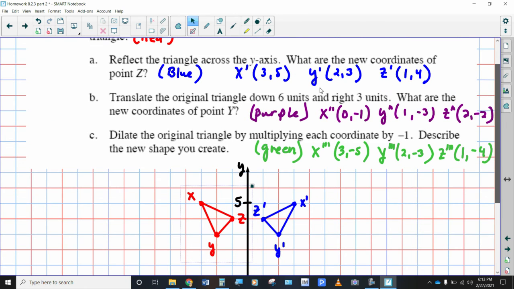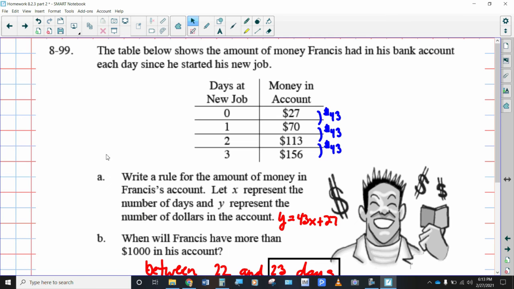All right, so there we go. Is this the end? No, we got one more. Or is it two more? One more. This is it. The table below shows the amount of money Francis had in his bank account each day since he started his new job.